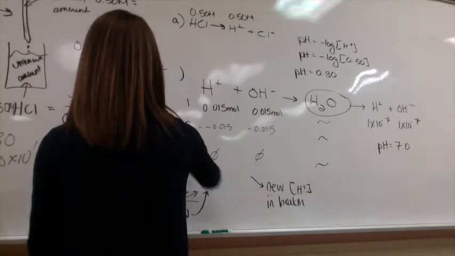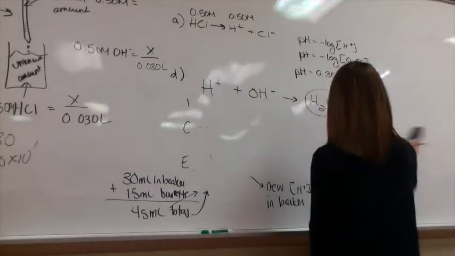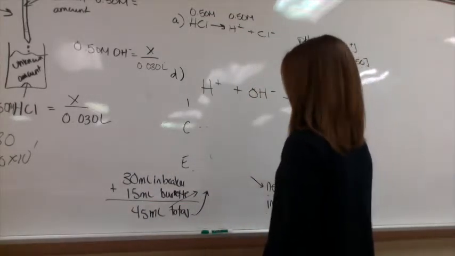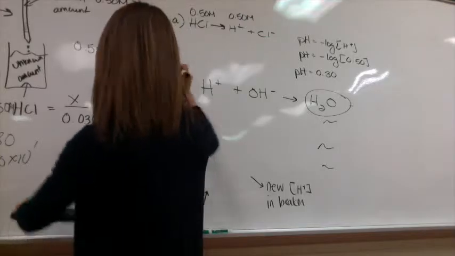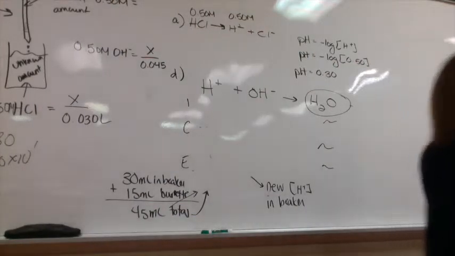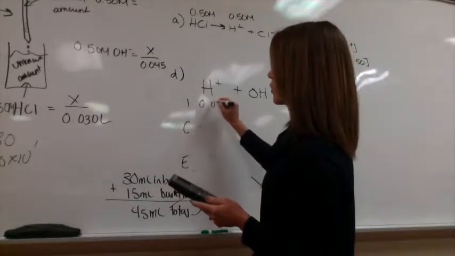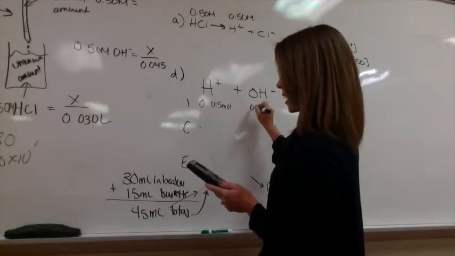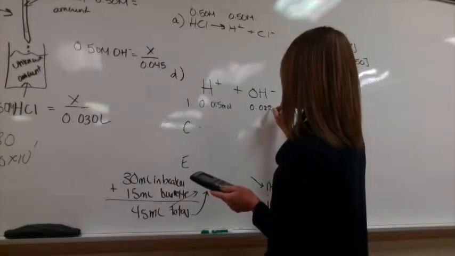The pH now after 45 milliliters have been added. So I'm going to erase this ICE chart and my pH. And I'm going to recalculate based on sodium hydroxide being 0.045. So fill in your ICE chart. So we had 0.015 moles of this. We put in 0.045 moles of this.